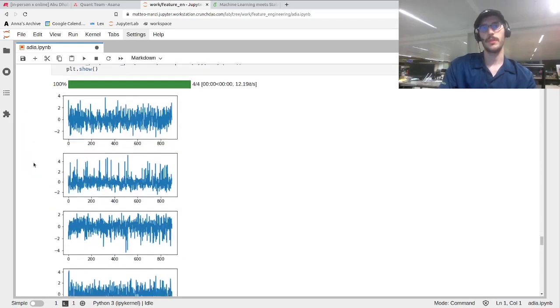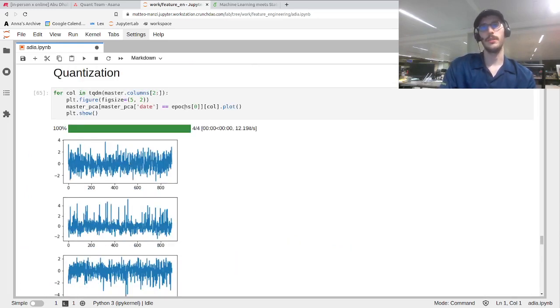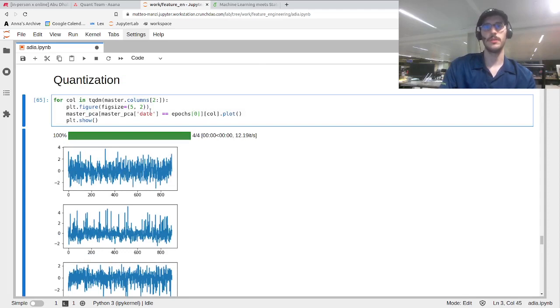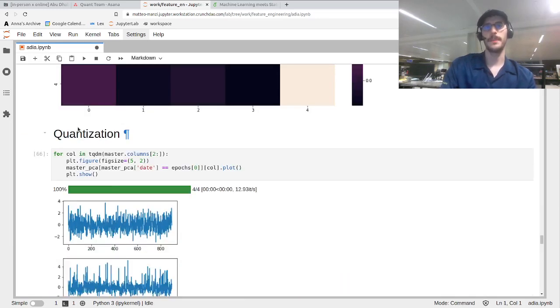But we can do quantization. So we can think of these as Gaussian processes. This should not be thought in time. Here I think I'm plotting just epoch 0. So yeah, these are all the stocks. It's the universe for that epoch, for that feature. And the evaluation of the feature is distributed like a Gaussian.